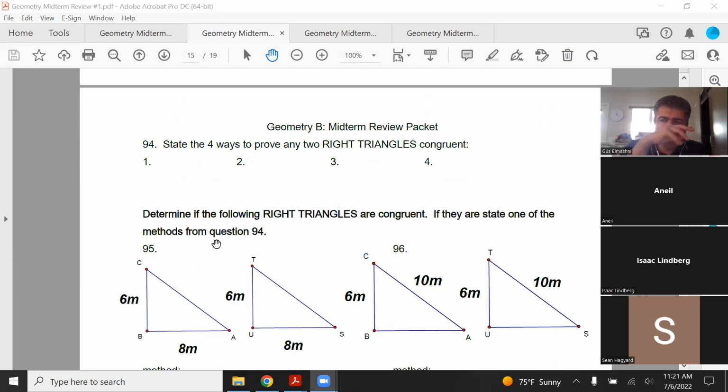This one I took a peek a little earlier. State 4 ways to prove any two right triangles are congruent. 4 ways. I know it's hypotenuse leg theorem. Yeah, I don't know what four. I mean, I guess side, or side, or angle, side, angle, or side angle. I don't know. That seems a little weird to me, that question. Don't worry about it. But let's look at these two here.